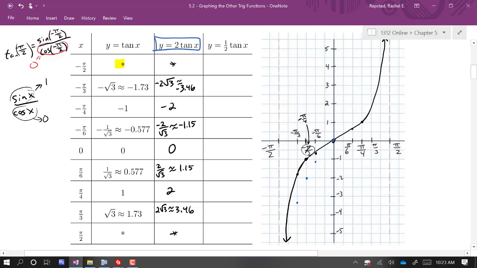At 0, we're still at 0. At pi over 6, about 1.15. At pi over 4, we're at 2. At pi over 3, about 3.46. And then we can connect these, and we get the same behavior as x starts approaching negative pi over 2 and pi over 2.